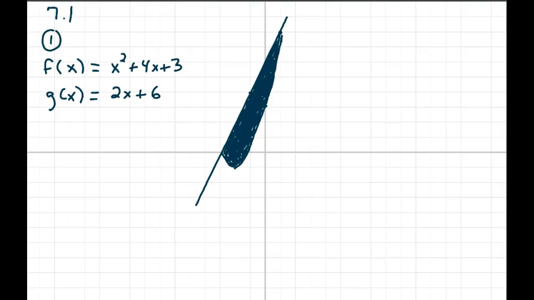The first thing you want to do in any area problem is draw a good graph of the two functions and determine which function is higher than the other. So we have f of x is equal to x squared plus 4x plus 3, and g of x is equal to 2x plus 6. Of course, f is a quadratic, so it's a parabola, and g is a linear equation, so it's a line.